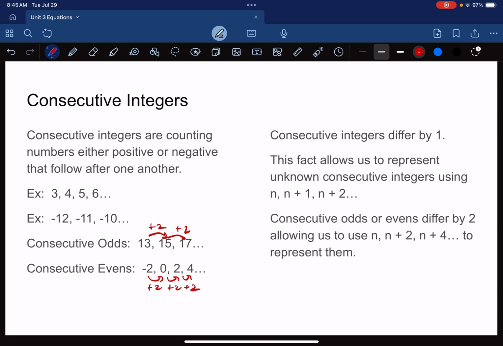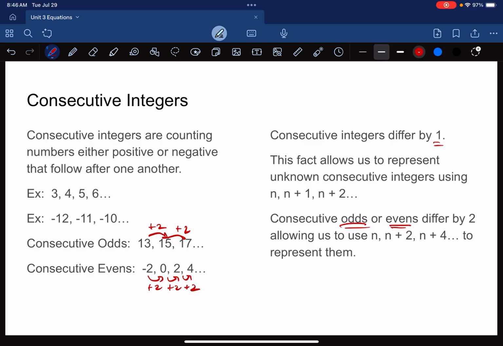Okay, so consecutive integers differ by 1. And that fact allows us to represent unknown consecutive integers using n, n plus 1, n plus 2. If I need another one, I just go n plus 3, n plus 4. As many representations as I need. Maybe the problem says 5 consecutive integers, okay? Consecutive odds or evens differ by 2. So no matter if they're odds or evens, I can use n plus 2, n plus 4, n plus 6, n plus 8, so on and so forth, to represent those in my equation, okay?